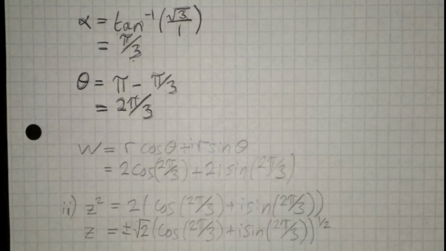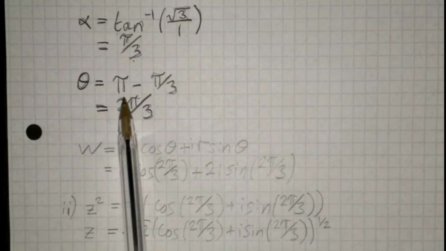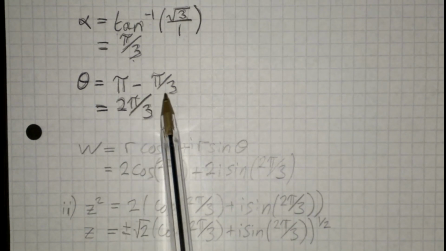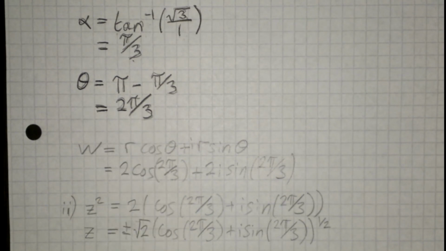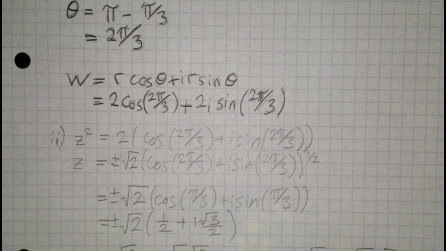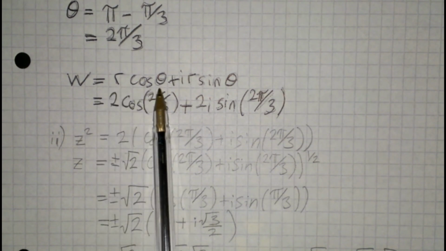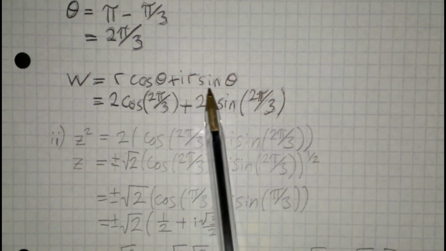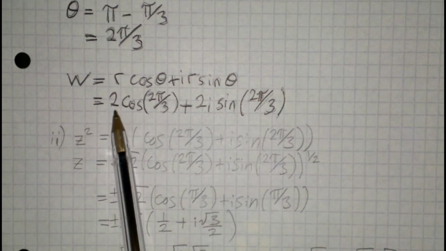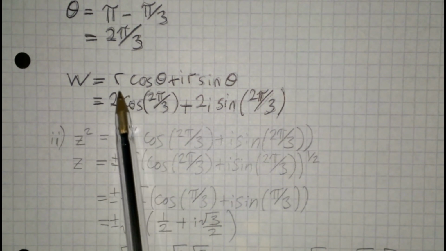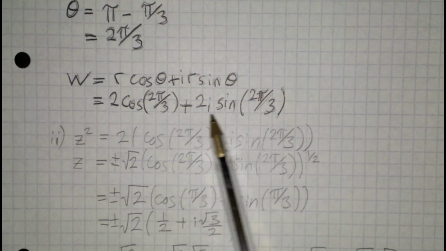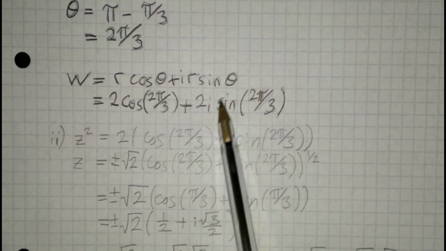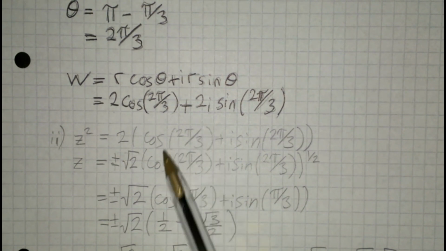To find the theta that I need for my coordinate system then, I take pi being 180 degrees and take away my reference angle, which was pi over 3, and that gets me 2 pi over 3 radians. Lastly then, to find the coordinates of W in terms of polar coordinates, I can replace the x coordinate with r cos of theta, and I can replace the y coordinate with r sine of theta. So r being 2 then, and theta being 2 pi over 3, the x coordinate is 2 times cos 2 pi over 3, the y coordinate is 2 times sine 2 pi over 3. And don't forget your i there, that just indicates that it's the y coordinate.